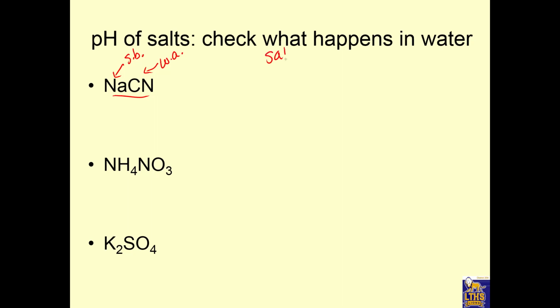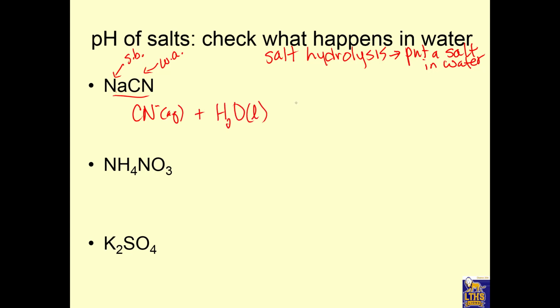Well, it's called salt hydrolysis, which is when you put a salt in water. Okay, so let's see what happens. If we put this salt in water, here's what's going to happen. You'll get some sodium ions and some cyanide ions. The cyanide ions will react with the water to form HCN.